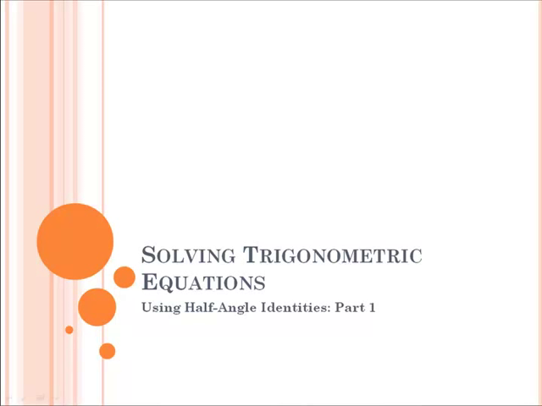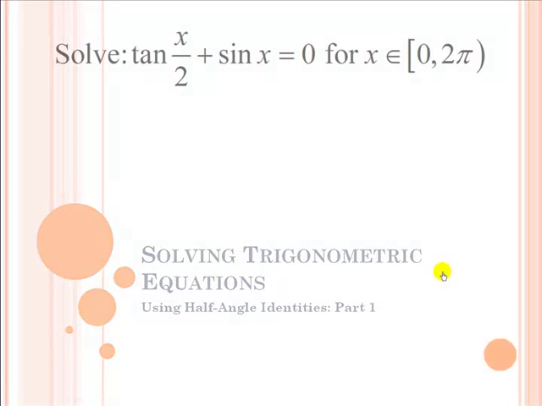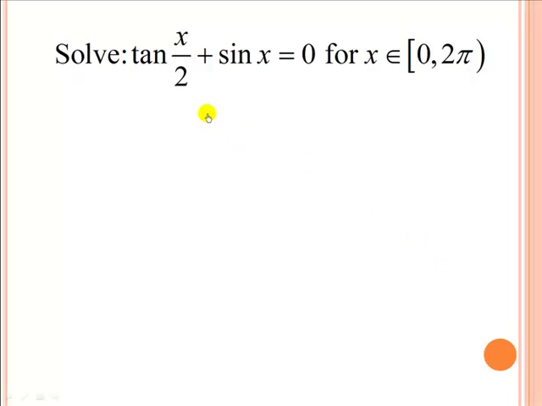We're going to be looking at trigonometric equations, and we're going to look at how to solve some equations. In part one of this series, we're going to be looking at half-angle identities and how they can be used to solve certain trigonometric equations. The first problem we're going to be looking at in this video is tangent x over 2 plus sine x equals 0.